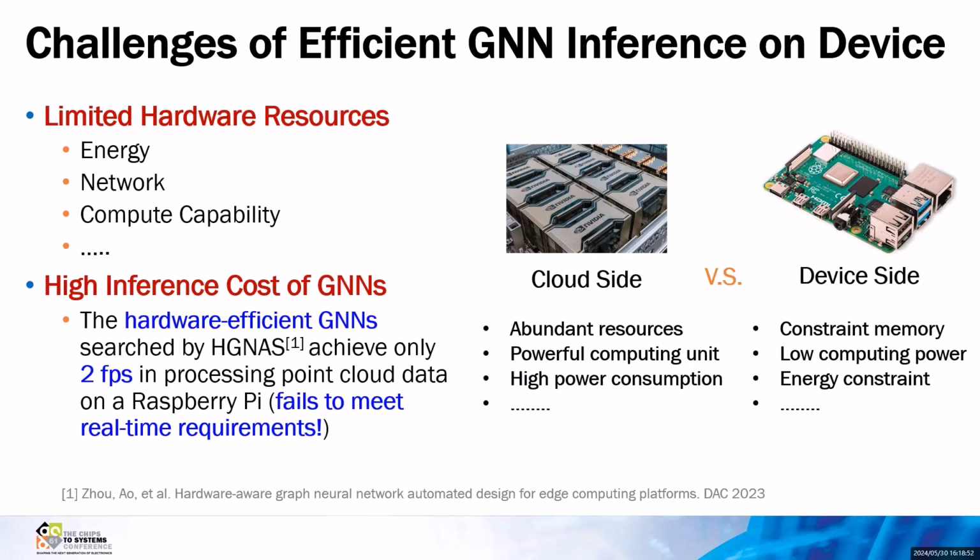For example, even the hardware-efficient GNNs searched by HGNNs achieve only 2 frames per second on the commonly used Raspberry Pi, which is far from meeting real-time requirements. This highlights the need for a more efficient deployment strategy.